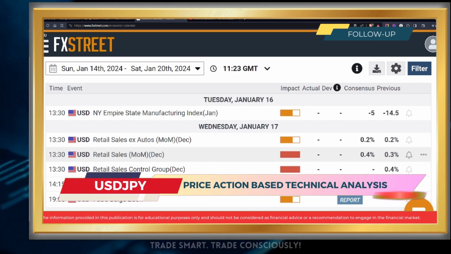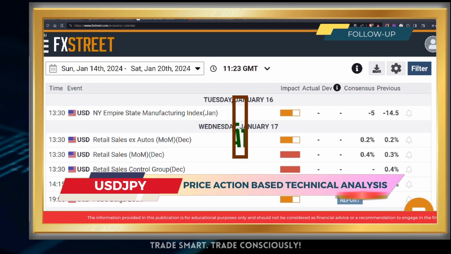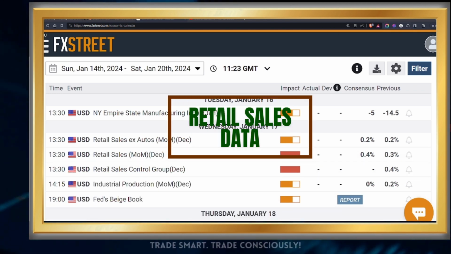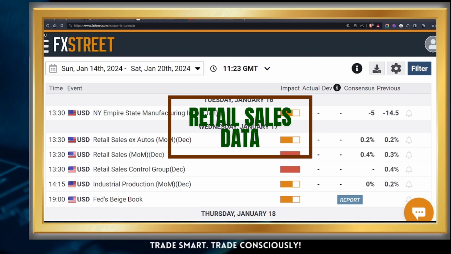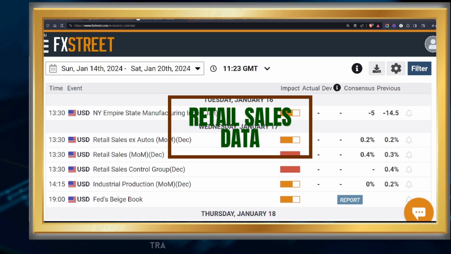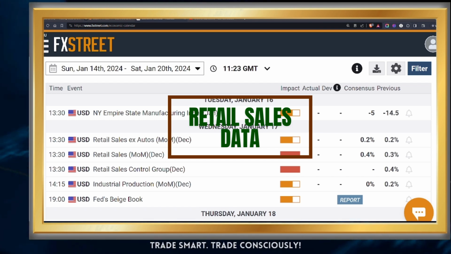The first one here is coming in on Wednesday, and that is the retail sales data from the United States, which happens to be a key economic indicator that measures the total receipt of retail stores representing consumer spending. Its impact on market sentiment is very significant as it provides insight into the health of the economy and consumer confidence.